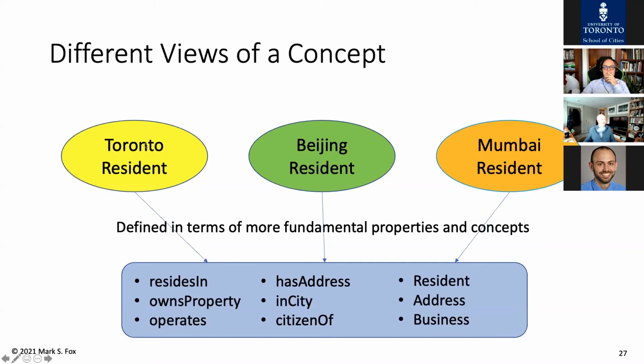And that means that our ontology is not uniquely defining Toronto resident, nor Beijing resident, nor Mumbai resident. Our ontology is providing us with the core set of concepts and properties with which we can construct these definitions. So this is really where the ontology is. We apply this ontology to the representation of these definitions. And so that's really where our focus is.